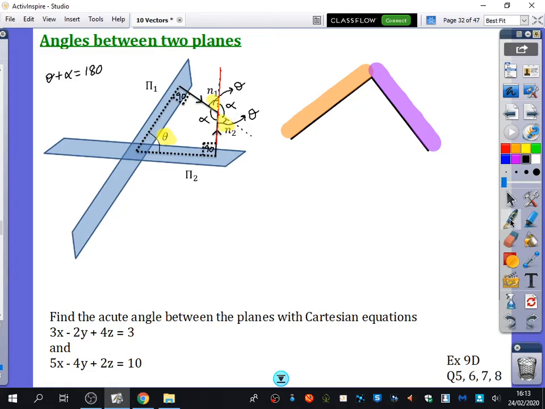So if I want to find the angle between the planes, all I really need to do is find the acute angle between the normals. I'm going to show it to you in a slightly different way to convince you. So the angle between the planes, cos theta, is just going to be n1 dotted with n2 divided by the modulus of n1, the modulus of n2, and I'm putting the modulus signs in to make sure it's acute.